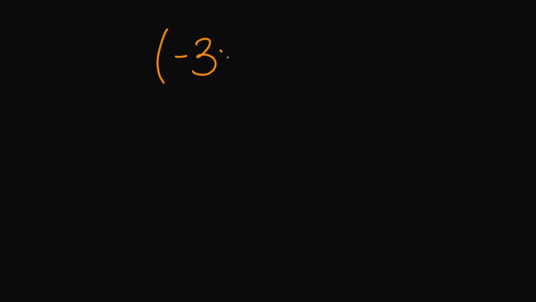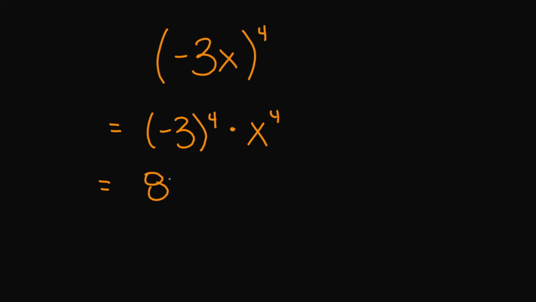Negative 3x raised to the power of 4. This is going to equal negative 3 to the 4th power times x to the 4th power. Negative 3 to the 4th is going to give me 81 times x to the 4th. 81 times x to the 4th is going to give me 81x to the 4th.